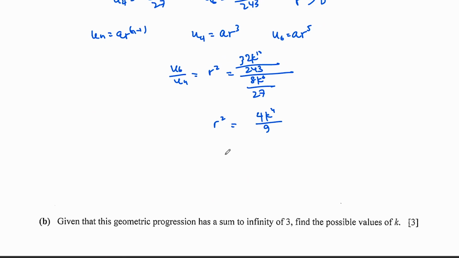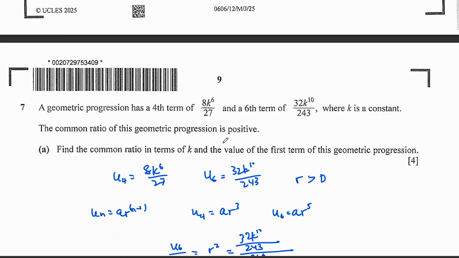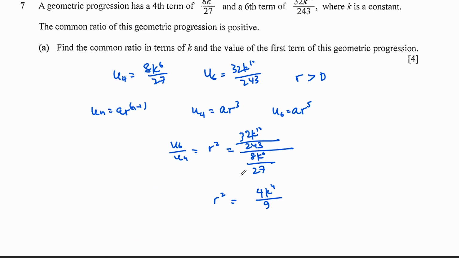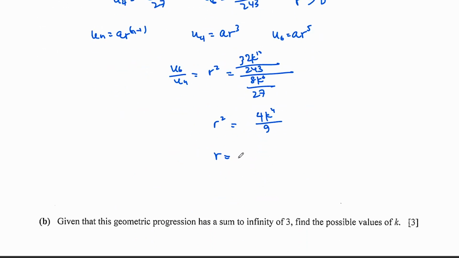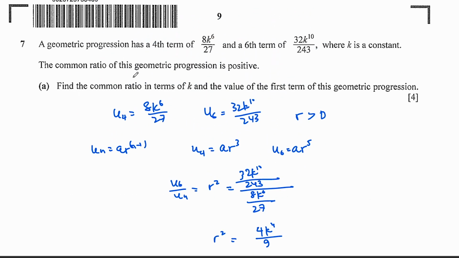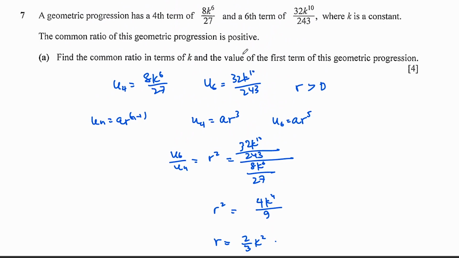Then when we take the square root, there'll be a plus minus, but since we already know that r is positive, we can just ignore the negative square root. So our r will be 2 over 3k squared. Okay, so that's the first thing that we have found here. Now we also want to find the first term, so do not forget that.